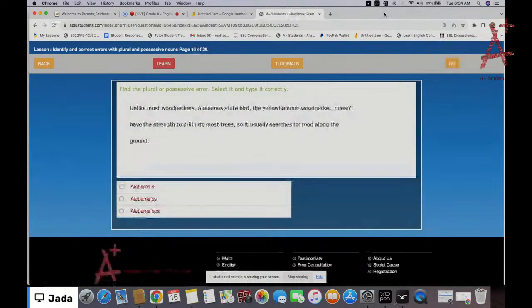Unlike most woodpeckers, Alabama's state bird, the yellowhammer woodpecker, doesn't have the strength to drill into most trees, so it usually searches for food along the ground. Alabama, so it needs to have the s because it's singular now, so it needs to be made possessive and all that.